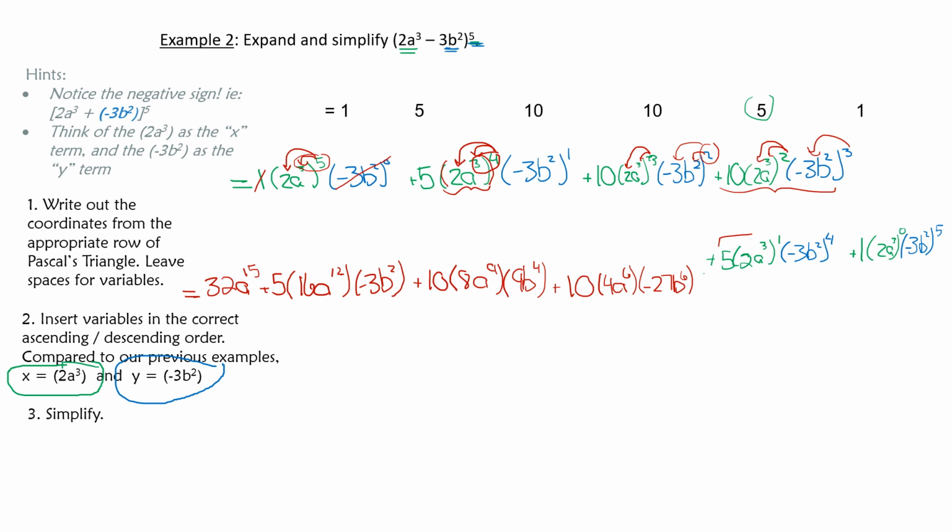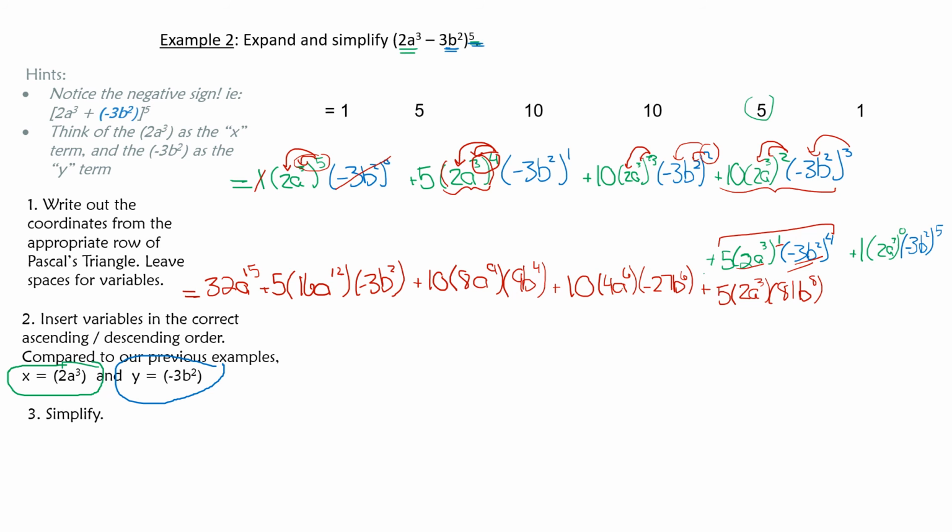Now we're on to this piece here. I'll just angle this down a little bit. 5. So 2a cubed to the power of 1 is still 2a cubed. Negative 3b squared to the power of 4. So negative 3 to the power of 4 is 81. B squared to the power of 4 is b to the power of 4 times 2, 8.